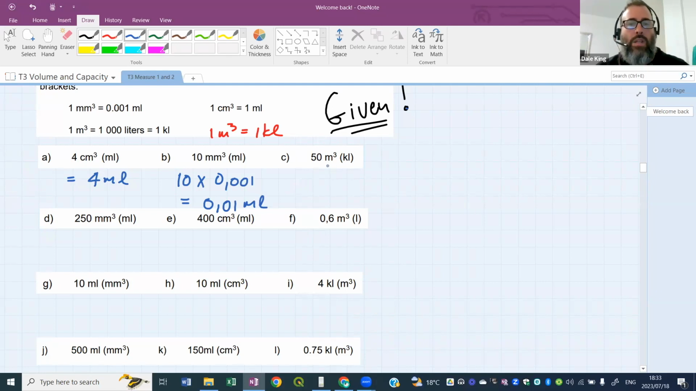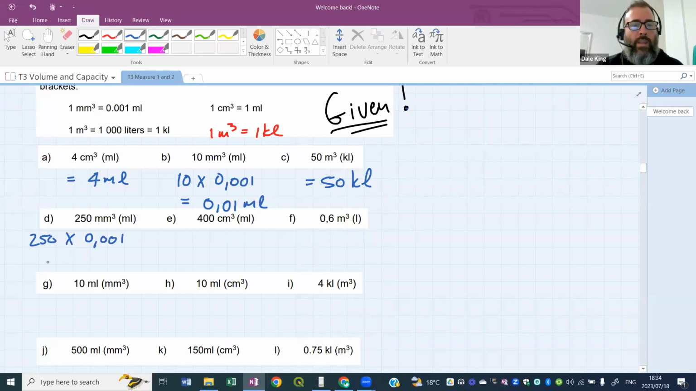Next one, we're going meters cubed to kiloliters. That's this one over here, right? That's a one-to-one conversion. So 50 meters cubed will give me 50 kiloliters. Now on D, millimeters cubed to milliliters. All right, this is very similar to B. So I'm going to multiply here again. So I'm going to say 250 multiplied by 0.001.